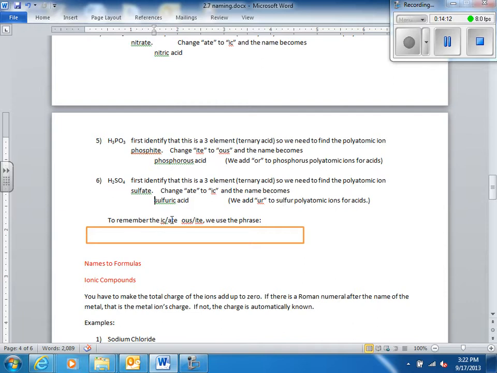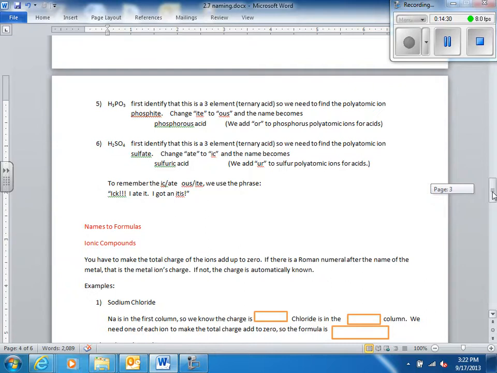All right, now this ic, ate, itis, we have a little phrase to help remember it. Ic, I ate it, and I got an itis. That is how to memorize this, and that's how different classes have used this in the past. So ic goes with ate, and ous goes with ite. And itis is like a disease. So you ate something icky and you got a disease.